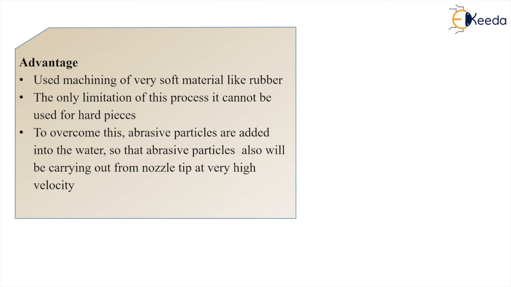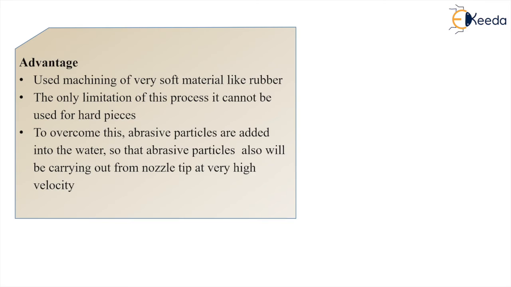And look at the advantages of this water jet machining. It is used for soft materials like rubber. The only limitation you can say is that you cannot use it for hard workpieces. But to overcome this limitation, if you add some abrasive particles into this water, these abrasive particles are also carried out from the nozzle tip with very high velocity. So when these high velocity abrasives are impinging on the hard workpiece, it is possible to produce plastic deformation in the hard workpiece also. So what was the limitation here?